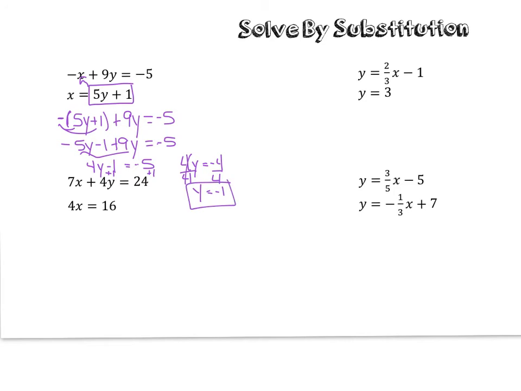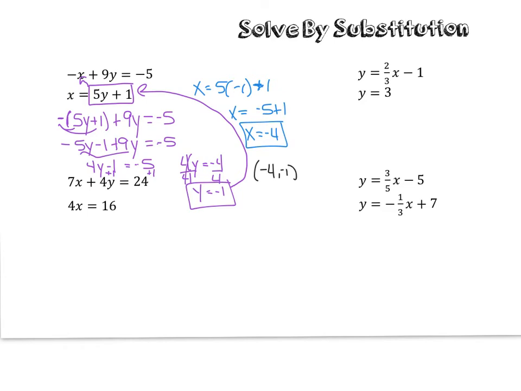Now we aren't finished. We have to take this and plug it back into this equation. So x equals 5 times y, which is now negative 1, plus 1. So x equals negative 5 plus 1. x is negative 4. Now remember how I told you these are coordinates, so you have to write the final answer as a coordinate.